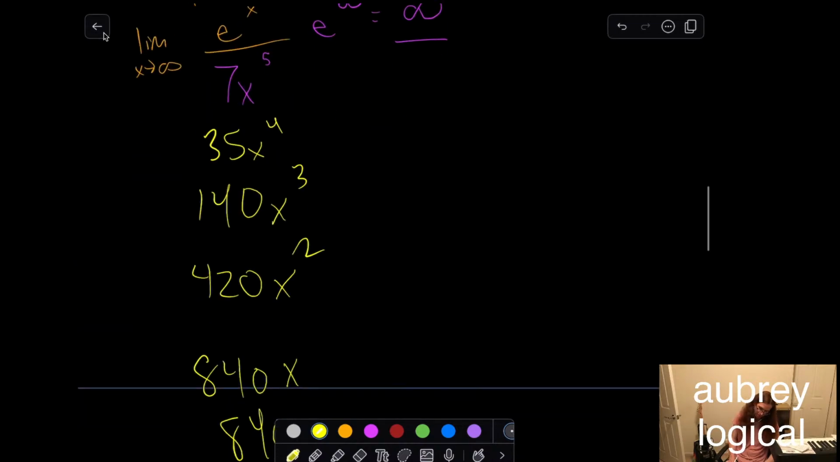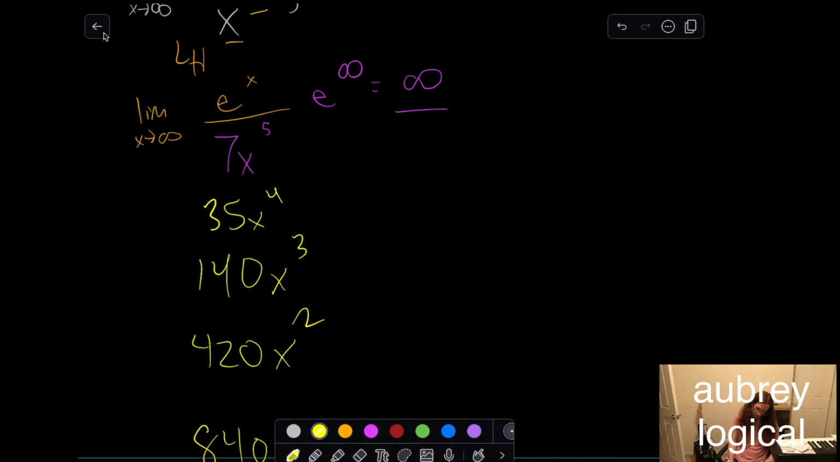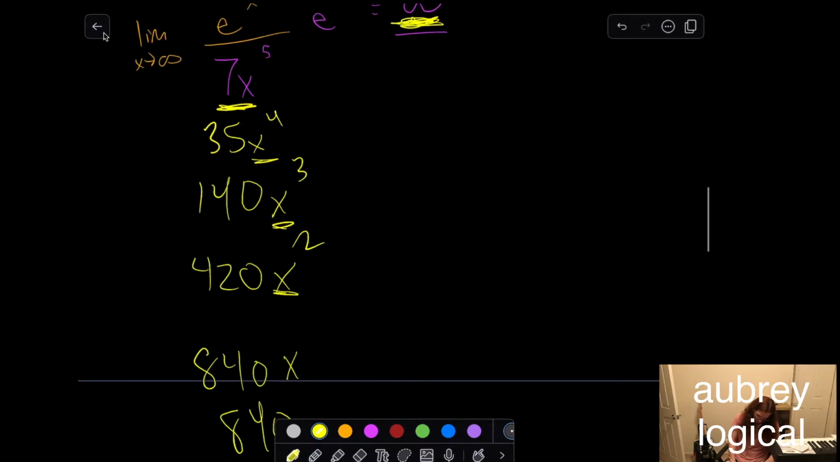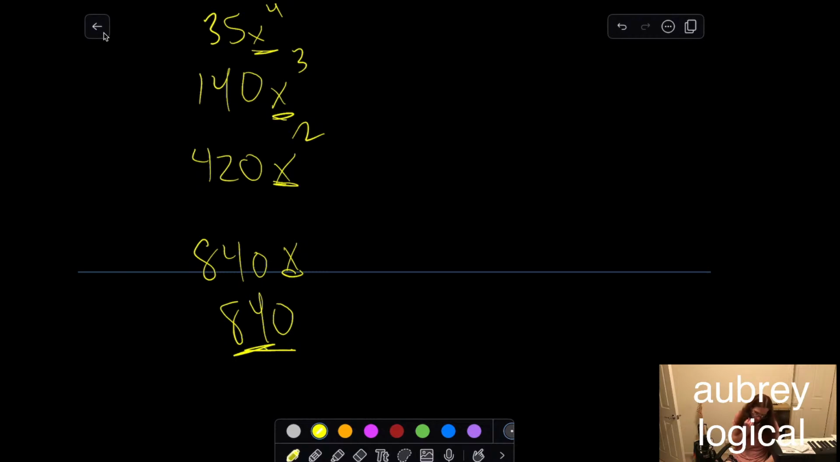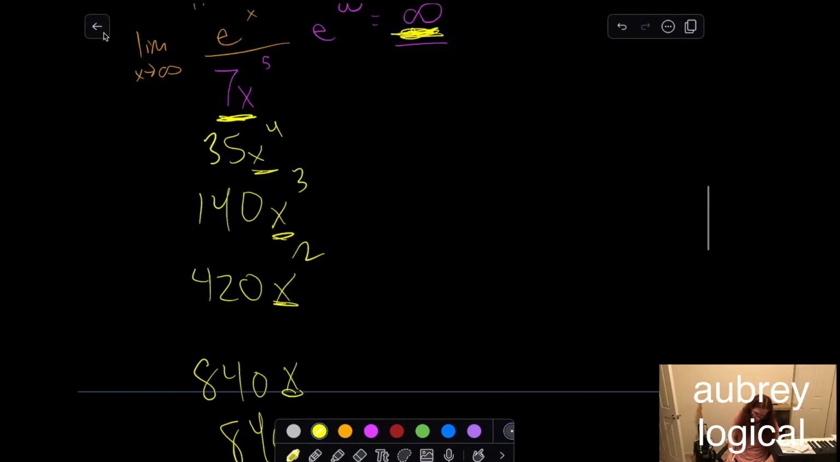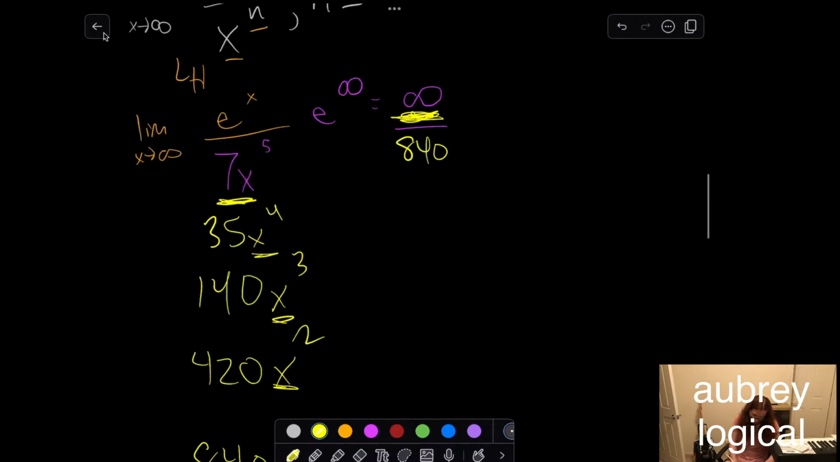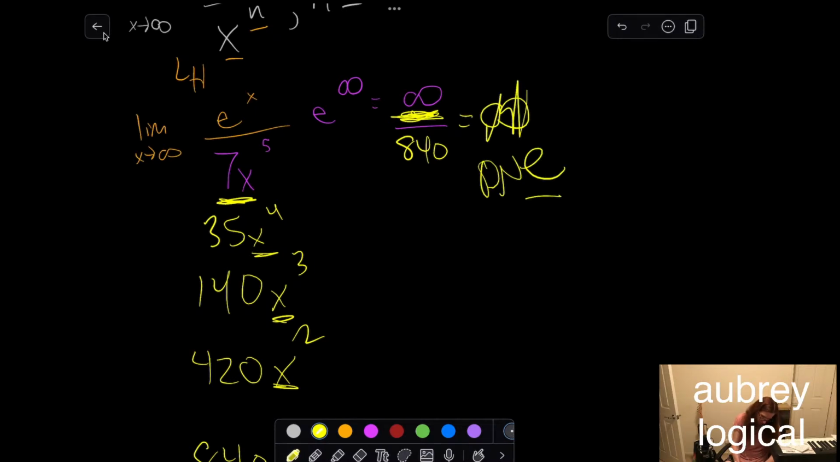So in this case, if it was e to the x over 7x to the fifth, you would do L'Hopital, and e to the x is always going to stay e to the x. So it's always going to be infinity on top, no matter what. And it's always going to be infinity on bottom, also until you get rid of this x. And then it becomes 840. And even though 840 seems like a kind of a large number, in the scheme of what infinity is, it's nothing. So this one answer is going to be infinity, which is going to be does not exist.